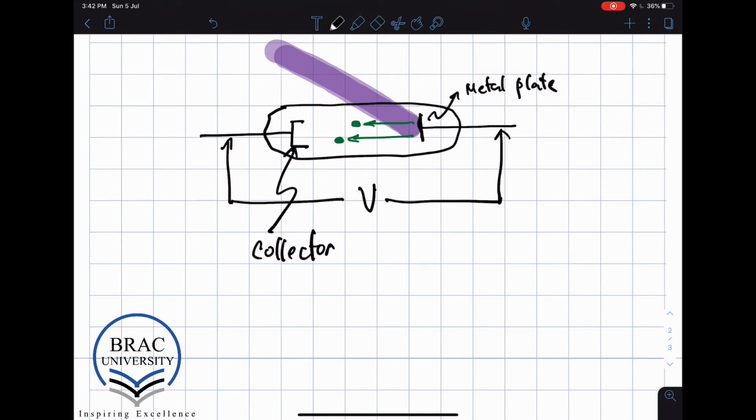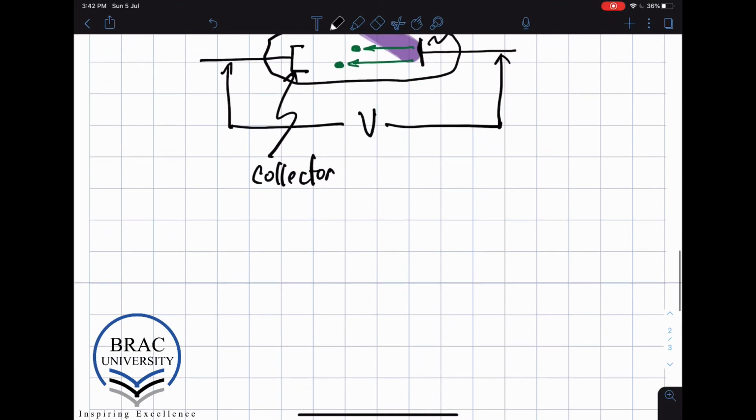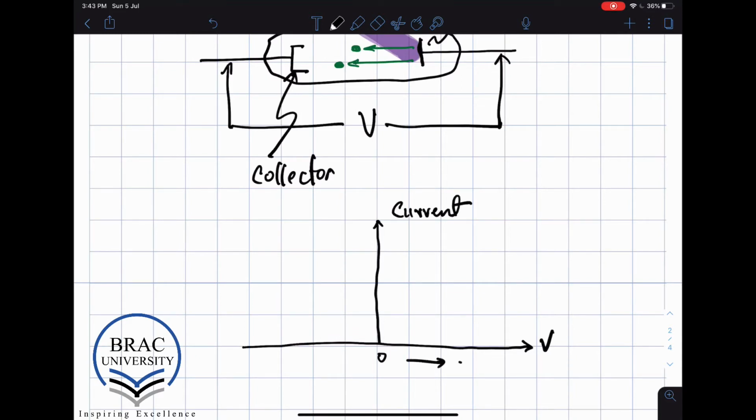So how do we use this contraption to measure the maximum kinetic energy of the electron? So what we do is that we apply the potential. So along the x-axis is the potential, and on the y-axis is the current. And here it's the zero of the potential. So in this direction we get positive potential, and here we get negative potential.